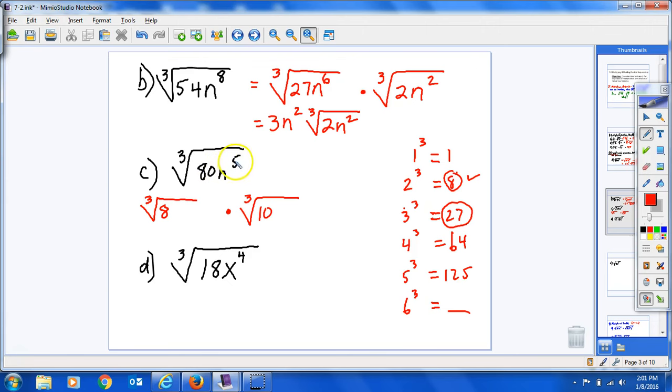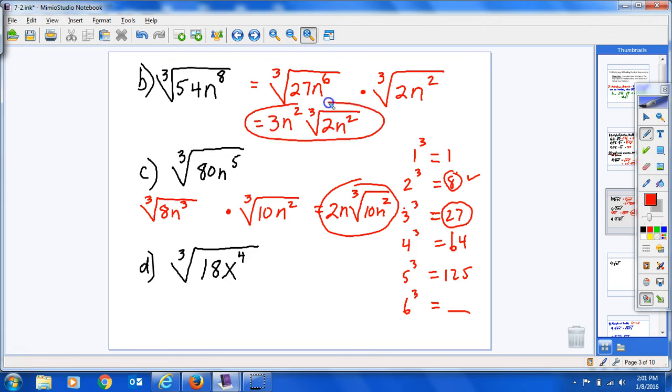Okay, so for n to the 5th power, unfortunately 3 doesn't divide into 5 evenly, but 3 does divide into 3 evenly. So the number smaller than 5 that 3 divides into is 3, which means to make it equal n to the 5th when multiplied, I'm going to multiply by n to the 2nd. Okay, focus on this left radical. The cube root of 8 is 2. The cube root of n to the 3rd is n. And the rest of this stays in radical form. Okay, let me circle my answers here.